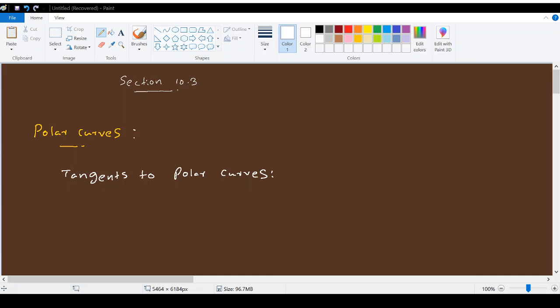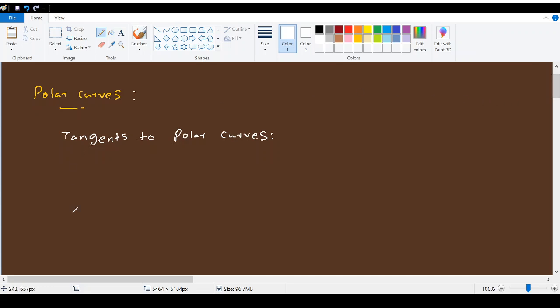Now we are going to discuss tangents to polar curves. First of all, I should say that this is a direct application of parametric differentiation. So if you are not familiar with that, please go back and refer to those videos, and then you can easily understand what we are doing here. Otherwise, you will not get a clear picture of what we are going to do here, right?